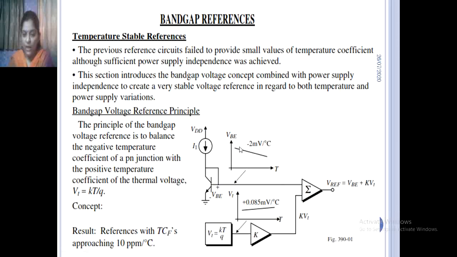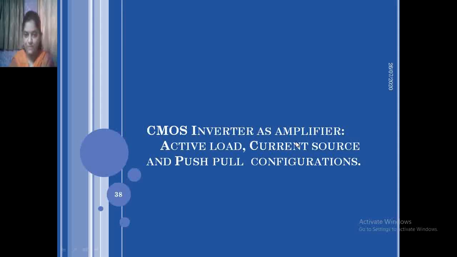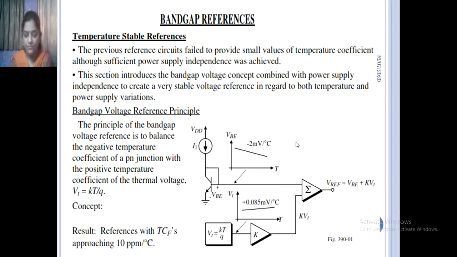So we have to adjust the negative temperature coefficient as well as the positive temperature coefficient. This graph indicates the positive temperature coefficient and the negative temperature coefficient.